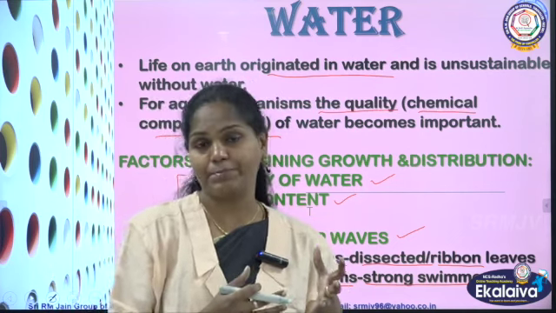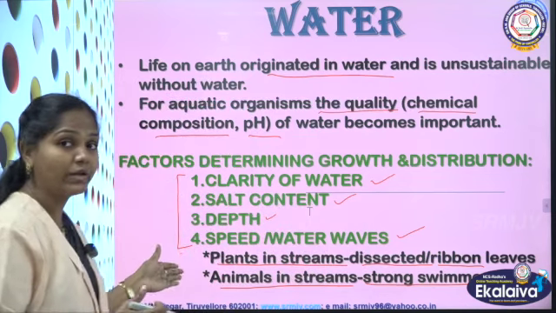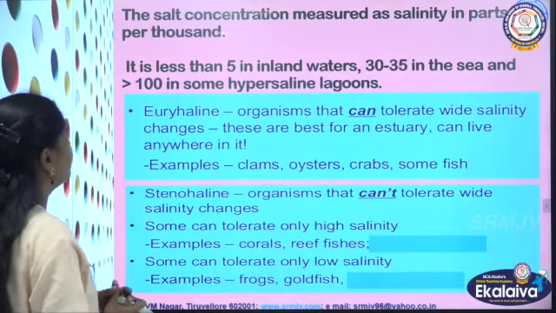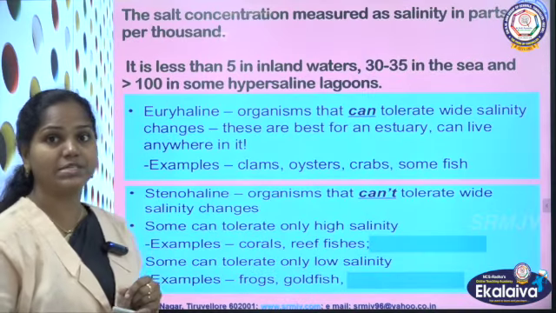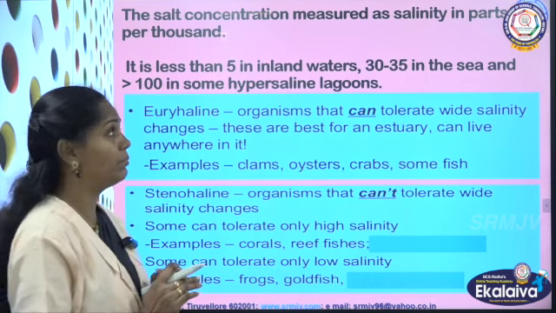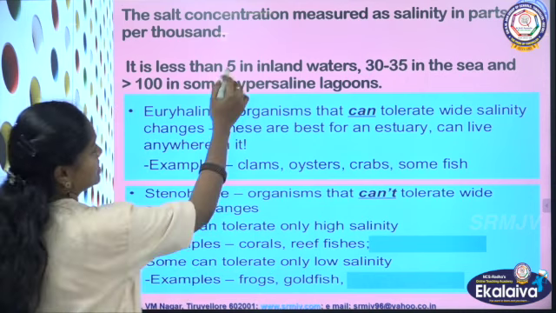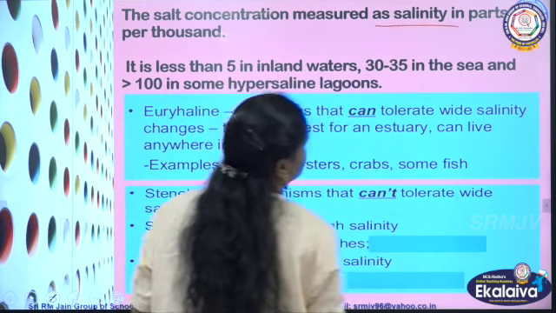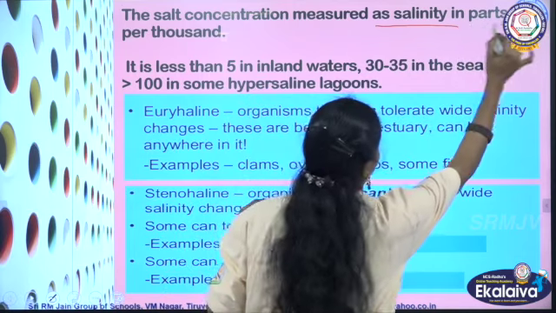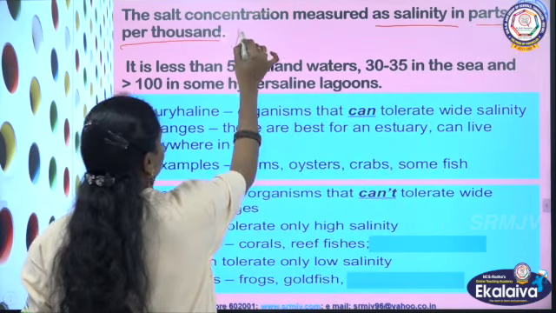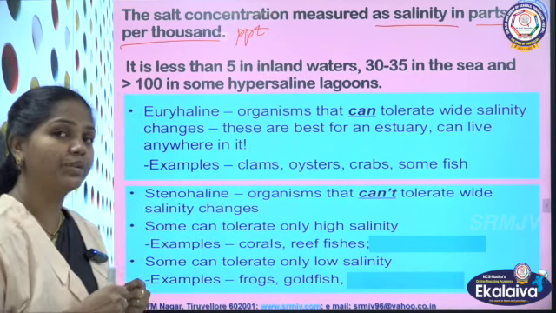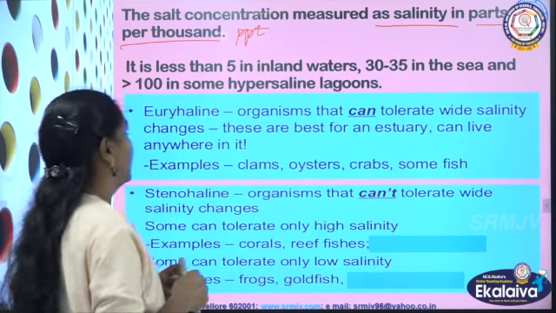So these are the adaptations which help the organism to survive in that particular condition. And we will see about the salt concentration of water. I told you this is a very important thing which is supporting the plants as well as animals. The salt concentration is measured as salinity, and it is measured in PPT. What is that PPT? It is parts per thousand, that is the unit they are using for measuring this salinity.